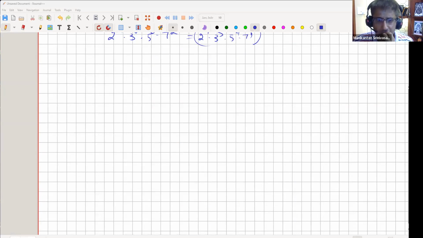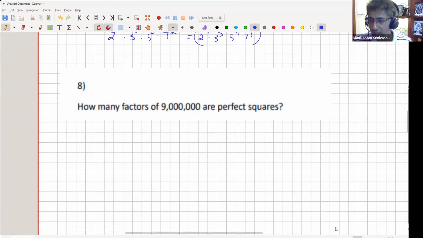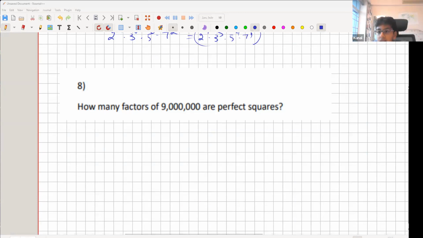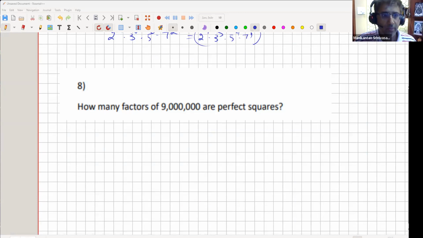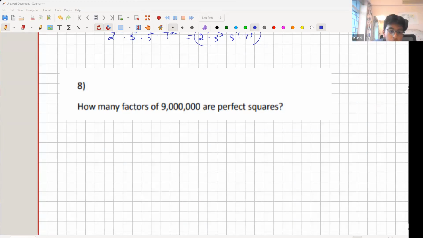Question 8. How many factors of these are perfect squares? Kunal, what did you get on this one? I didn't get till here. What do you mean you didn't get till here? I solved till the 6th sum. Okay, I see. Anyone? Ananya, what did you get on this one? I got 32.